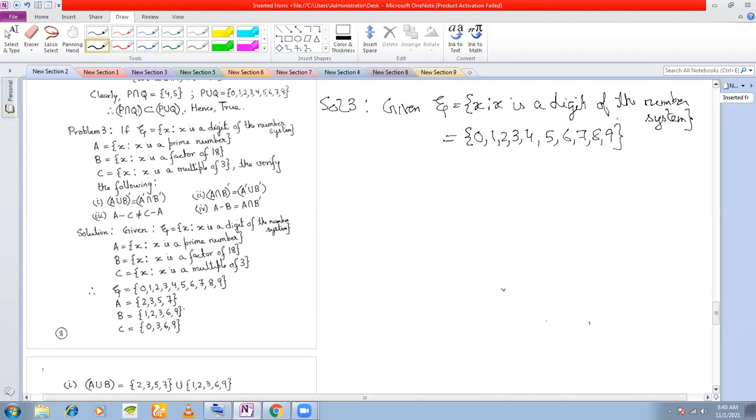They have given you the set in set builder form, and you have written this in tabular form. Next set is given to you, A, which is also given in set builder form: x such that x is a prime number. Do you know what these numbers are called? Can anyone tell me what these digits from 0 to 9 are called?